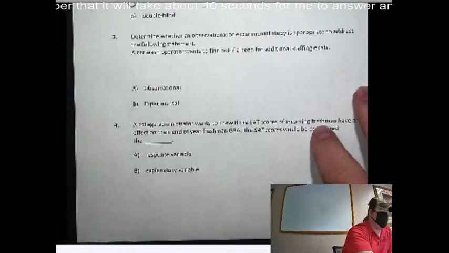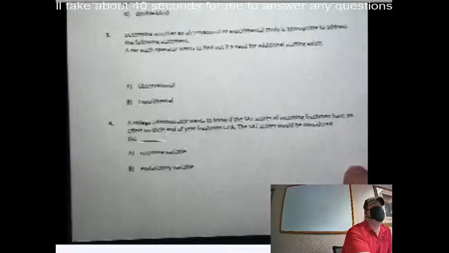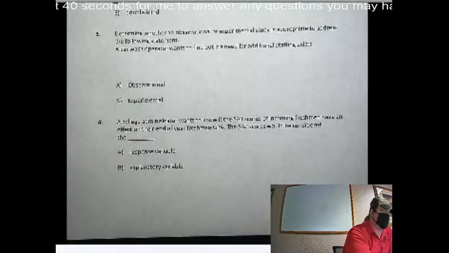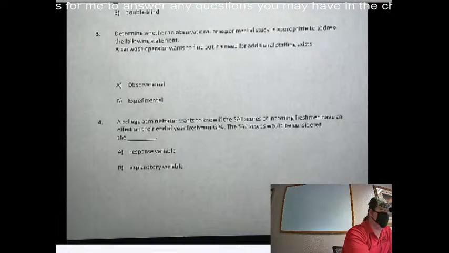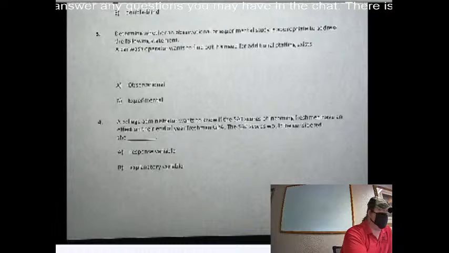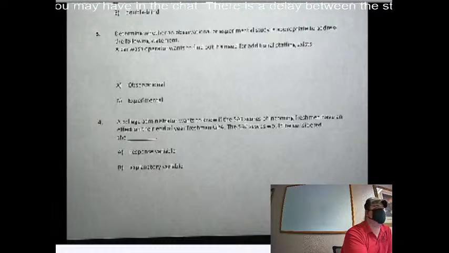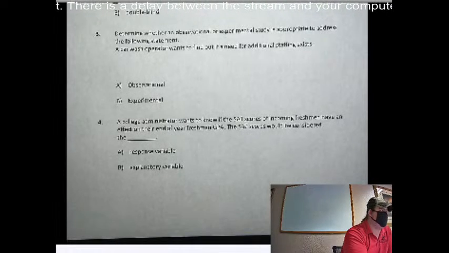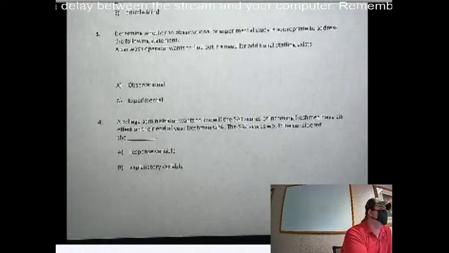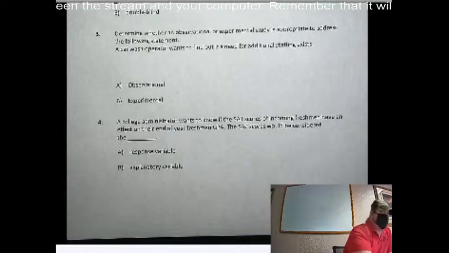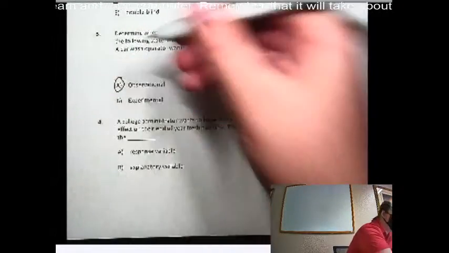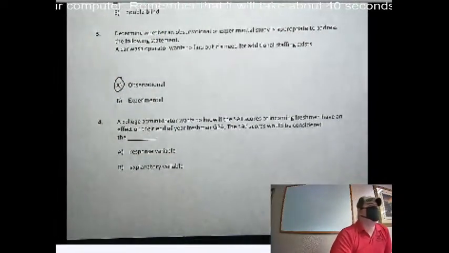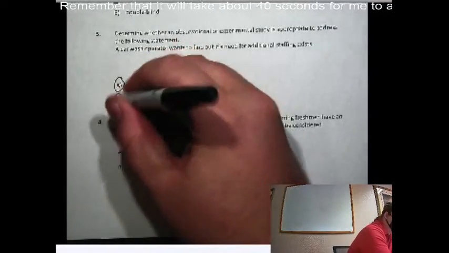Number three, determine whether an observational or experimental study is appropriate to address the following statement. A car wash operator wants to find out if a need for additional staffing exists. So, do we think this would be observational or experimental? Yeah, that's what most people are telling me. And honestly, I could make a case for experimental as well.